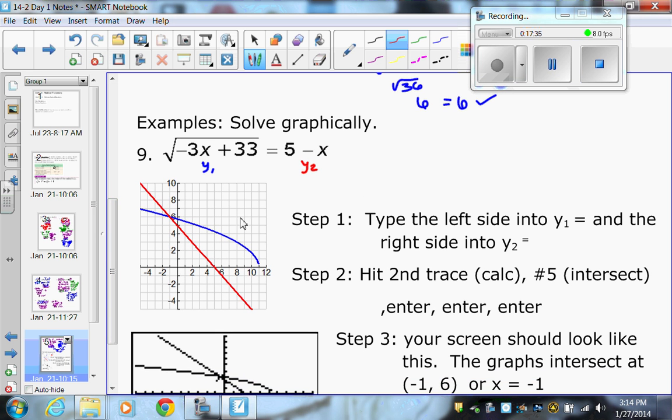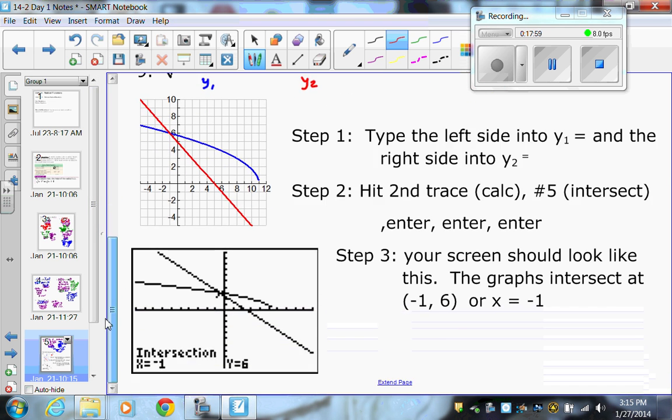Once you have them graphed in your calculator, you're going to hit your second trace, which brings up your calculate menu, and number 5 should say intersect. And at this point in the game, as long as your first point is on one equation and your second point is on another equation, you should be able to just hit enter, enter, enter. So that's entering 3 times to get the intersection point, which in this case, your screen should look something like this, and it should say that there's an intersection at negative 1, 6.